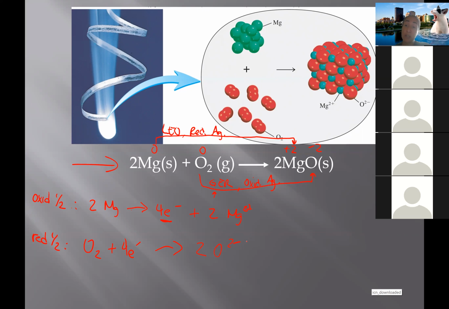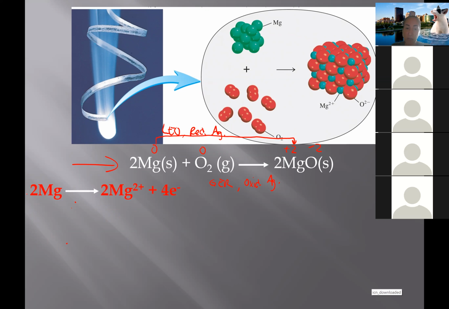And if you notice, you have 4 electrons on the left-hand side and 4 electrons on the right-hand side. That means that you can cancel those out. So that's what I meant. At the end of this, if you were to take those 2 half reactions and add them together, you get back the original reaction. I have it nice and neatly written in the slide. So that's what we did.